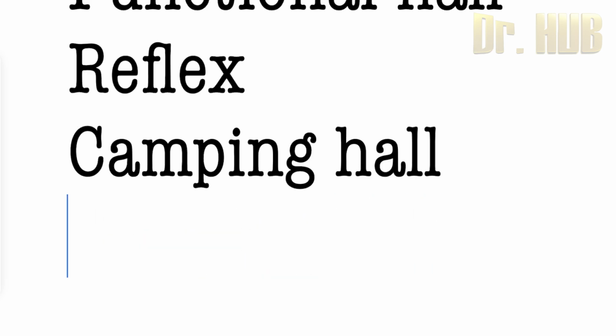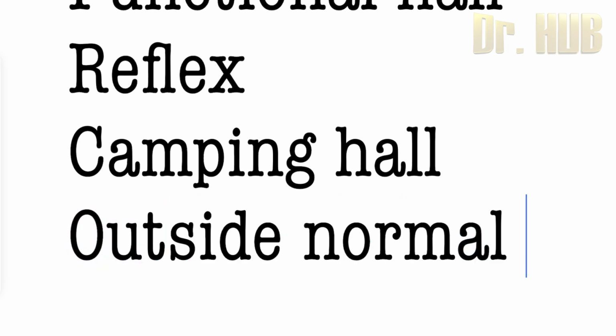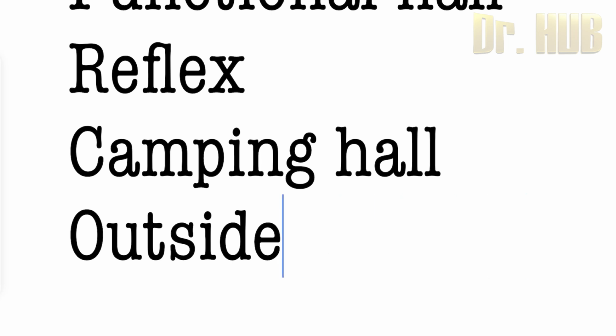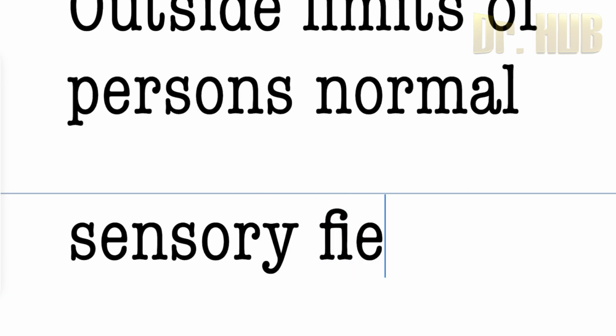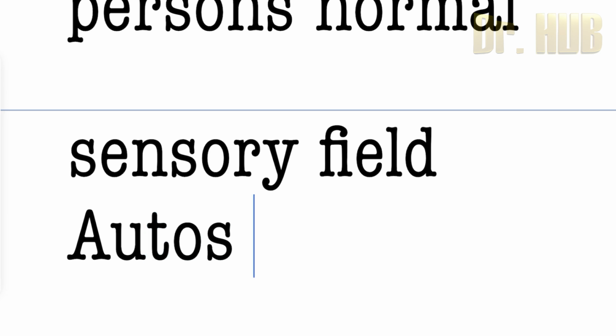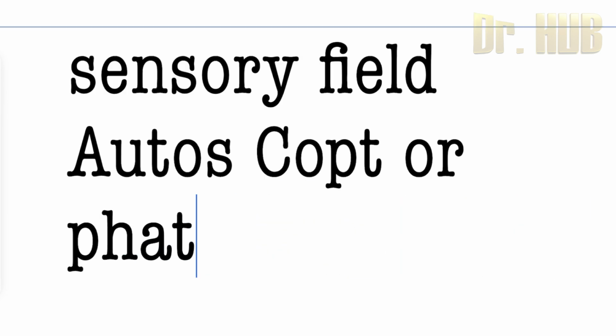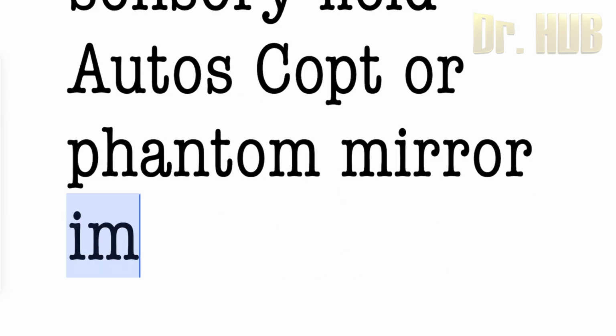Now looking at the special hallucinations, they can be functional hallucinations, reflex hallucinations, and extracampine hallucinations, which are false perceptions that occur outside the limits of a person's normal sensory field. Next is autoscopy, or the phantom mirror image.